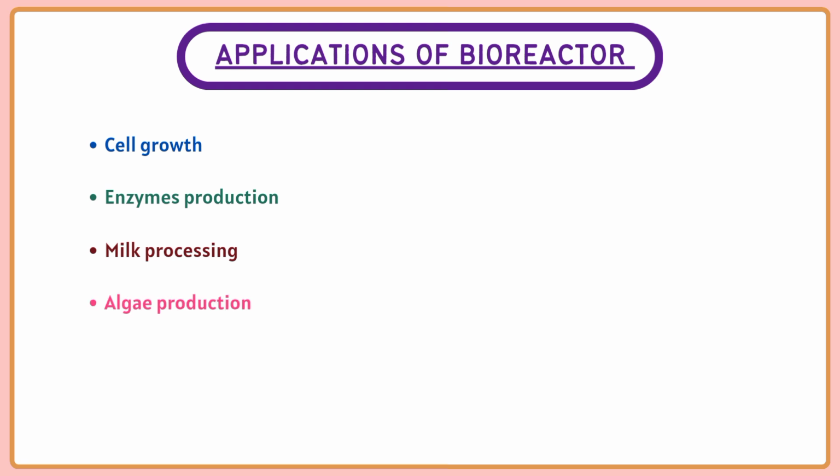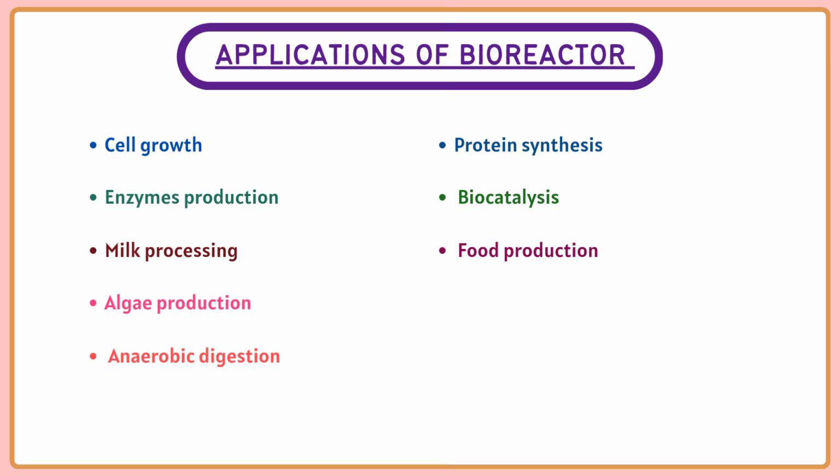Algae production. For algae production also we use a bioreactor. For anaerobic digestion also we use bioreactors or fermenters. For protein synthesis we generally use bioreactors, and for biocatalysis, same as enzyme production, we use a bioreactor. For food production we use a bioreactor, and for tissue engineering also. So there are multiple and various applications of bioreactors, and that's why bioreactors are important for us.